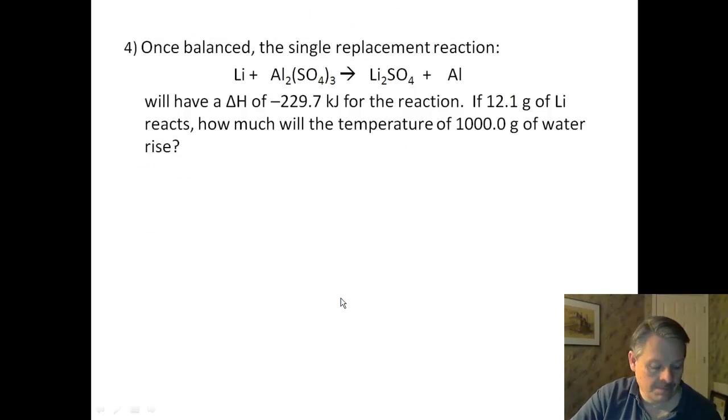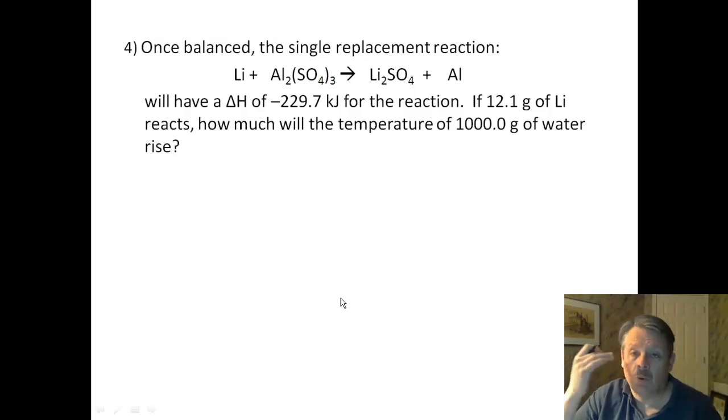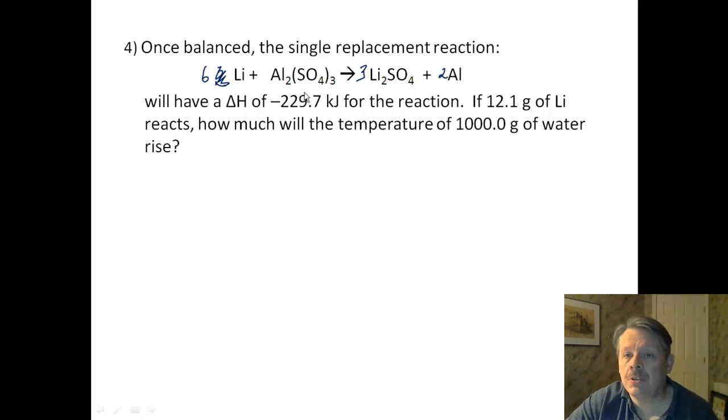Okay, 2 more problems. Once balanced, we have a single replacement reaction. Let's see, lithium, let's balance this. We have 2 lithiums over here. We've got 2 aluminums over here. We have 3 sulfates, we need 3. So that needs to be a 6 over here. 6 lithiums, we have 3 sulfates, 3 sulfates, we've got 2 aluminums. Okay, we are now balanced. All right.